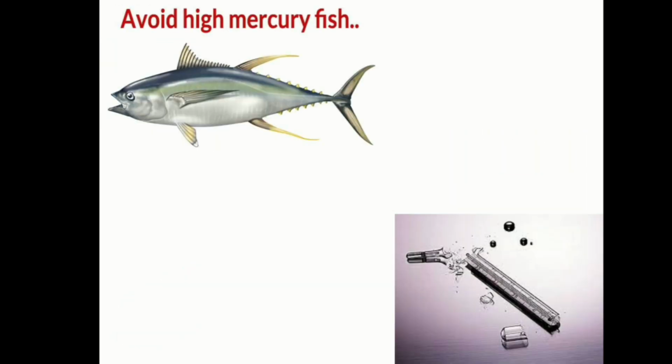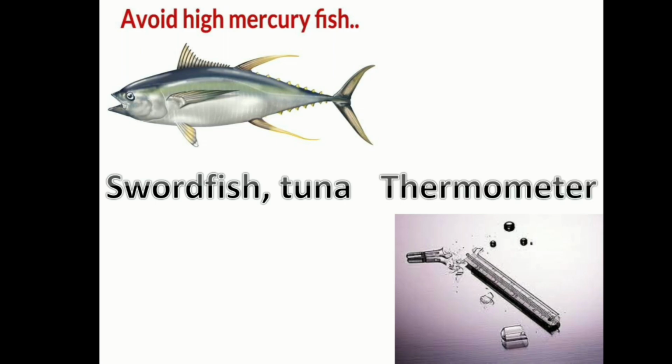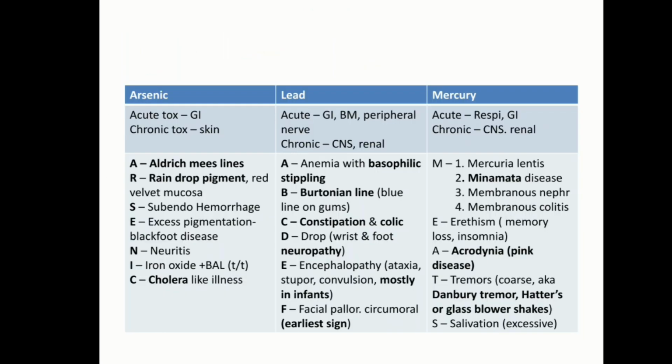If the question says that the man is from Japan and he is eating tuna fish, or if the thermometer has fallen down from the table and there is spillage, then you should suspect mercury poisoning. Source of each toxin I have mentioned in the previous slide using the pictures. Now comes the route, which means how are they going to enter the body, and the route for all three poisons is the same, it is the GI tract, except that in lead poisoning in adults it enters through the respiratory tract.